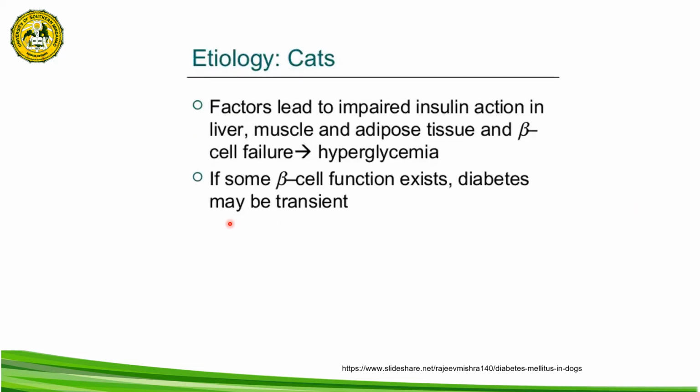So another is the factors that lead to impaired insulin action in the liver, muscle and adipose tissue, and the beta cell failure could also lead to the development of hyperglycemia or the increase in the blood glucose level. If some beta cell function exists, diabetes may be transient.